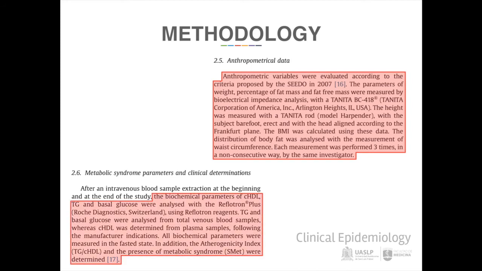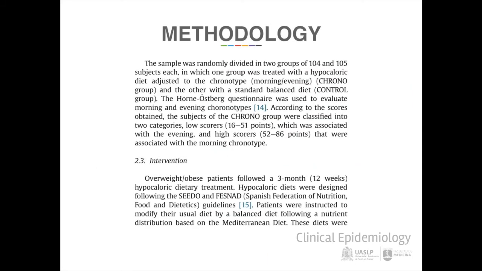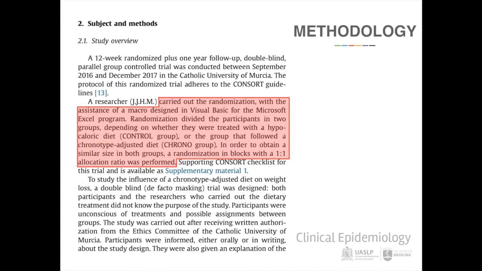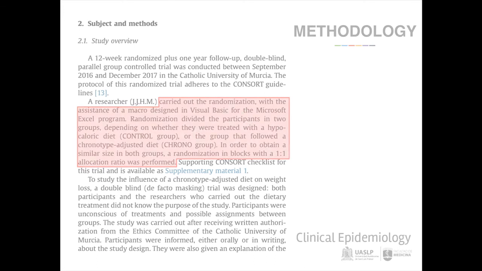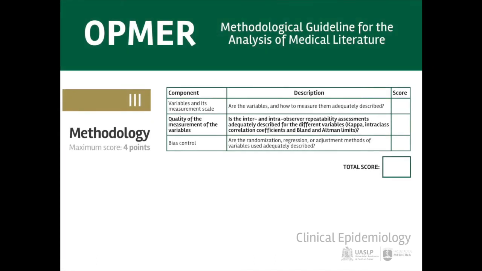For the control of possible bias, we can see in the article how the randomization was made, dividing the sample into 2 groups, in which one group was treated with a hypocaloric diet adjusted to the chronotype, and the other with a standard balanced diet, as well as how the researchers carried out the randomization with the assistance of computer software. Based on the information in the previous slides, we can give the point to the first component because the variables are adequately described, as well as to the third component because the randomization method is adequately described.